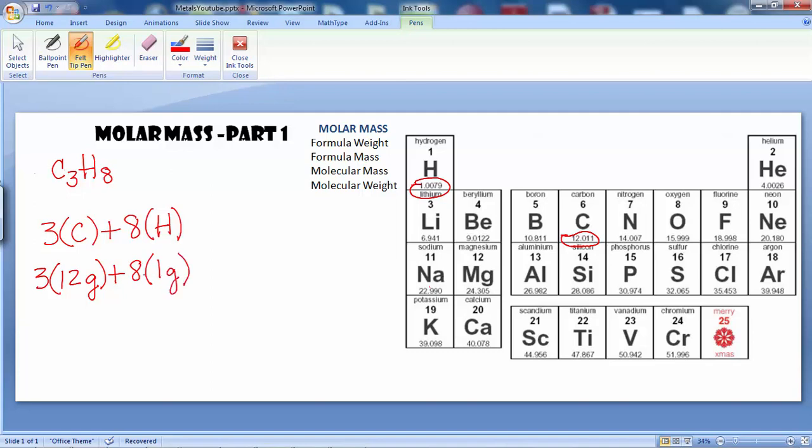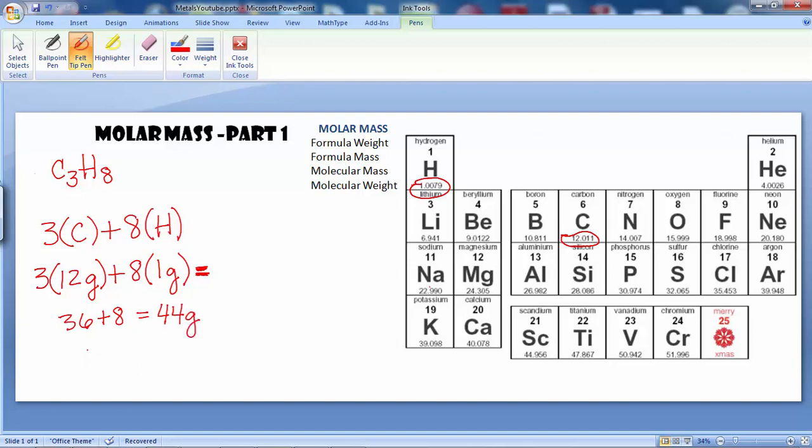Now we won't be rounding all of these. I'm doing this for simplicity. But in general, we will not round these, or we will round these to a couple of decimal places. Now, so we have 36 plus 8, and that is equal to 44 grams.